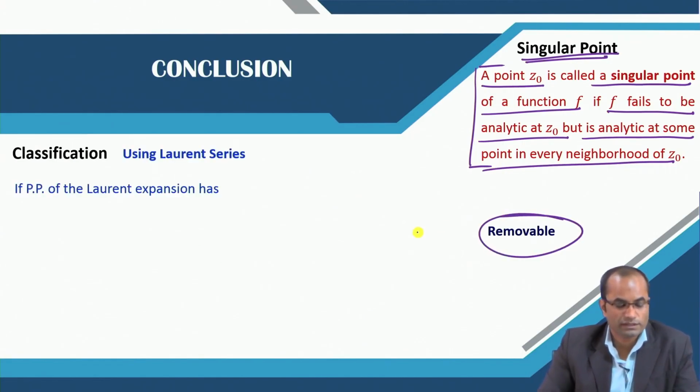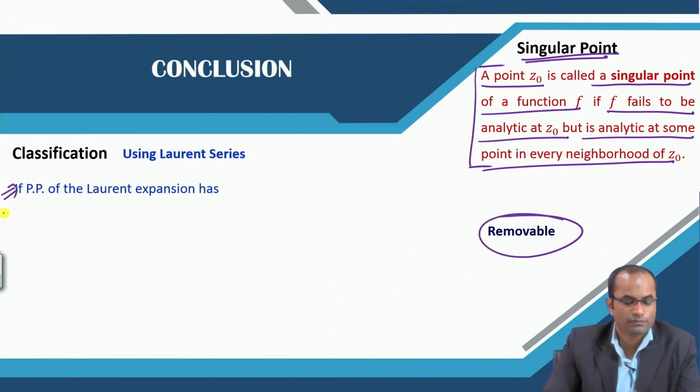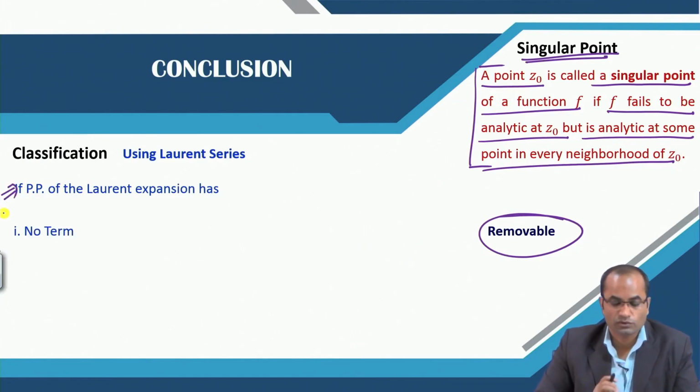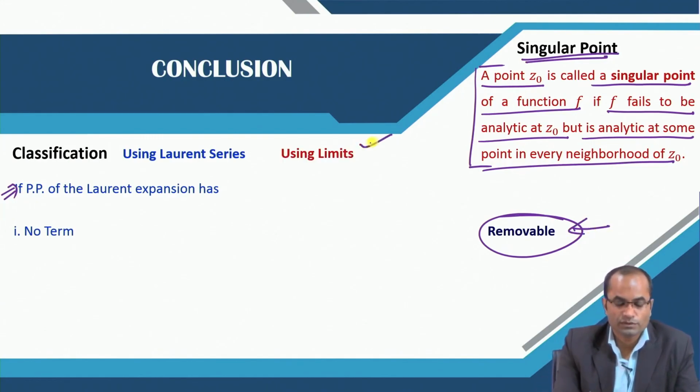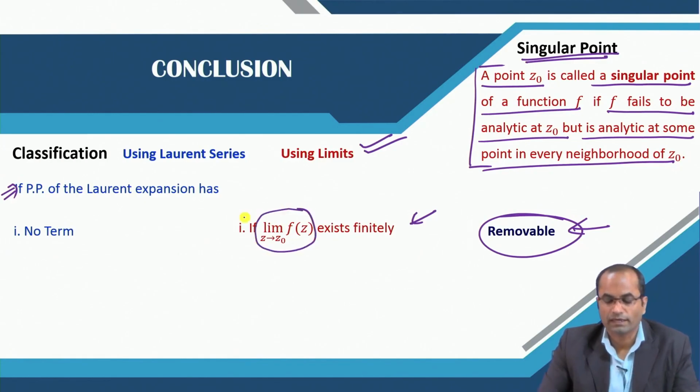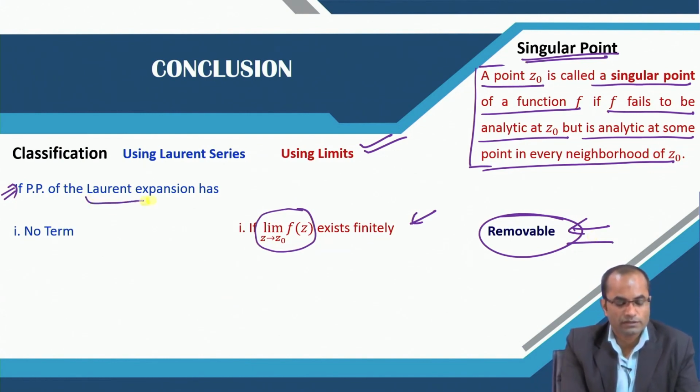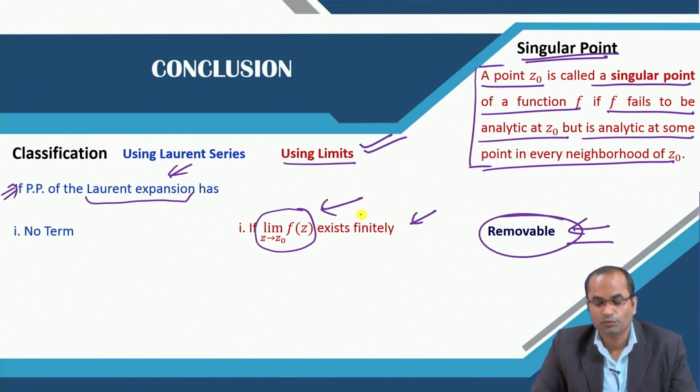Using the Laurent series, we have observed that if the principal part of the Laurent series has no term, then we call it a removable singularity. The second, using the limit, we discussed that if this limit exists finitely, then also we call it a removable singularity. So, depending on the convenience of whether the Laurent series expansion is easy to perform, or using this limit, we can check whether it is a removable singularity or a different kind of singularity.